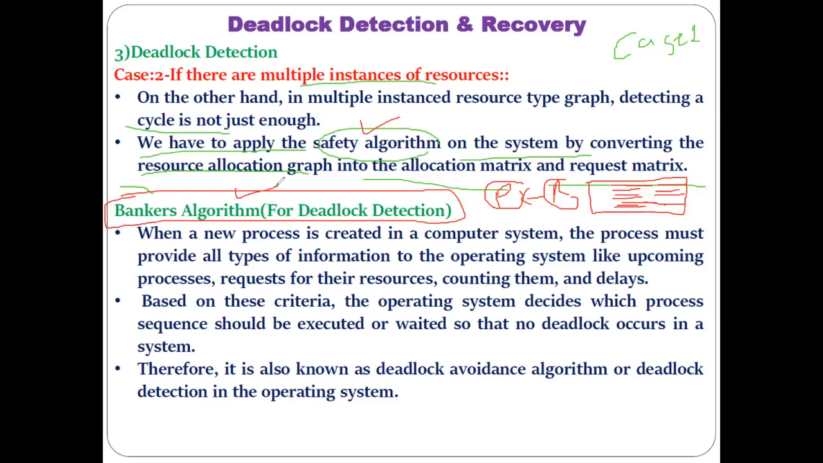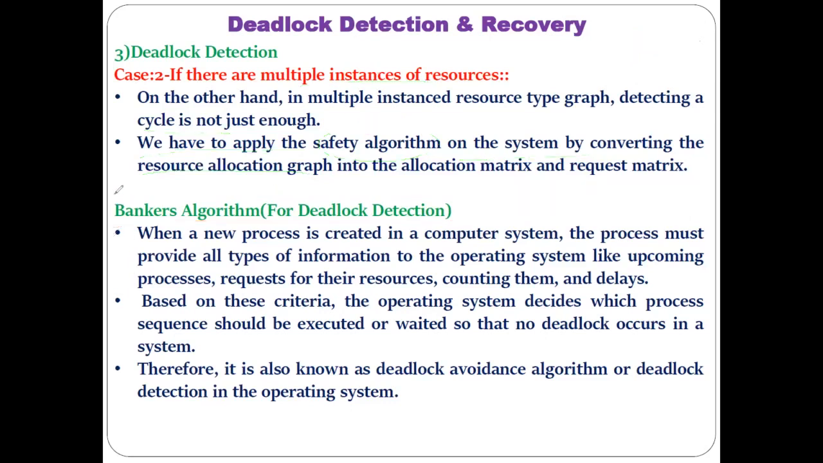But if the banker's algorithm finds that the system will remain unsafe if you allocate some resource to the process, then in that case, detection of the deadlock is done. So here the banker's algorithm is applied for deadlock detection.